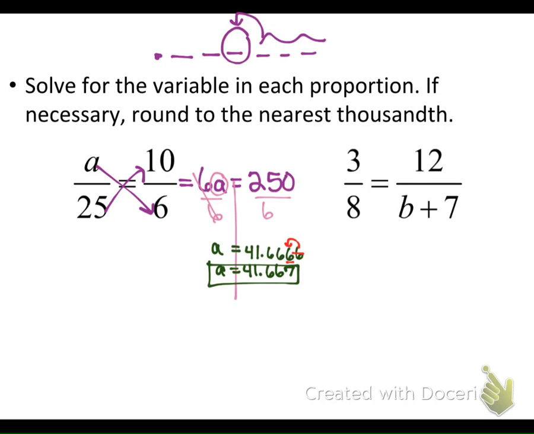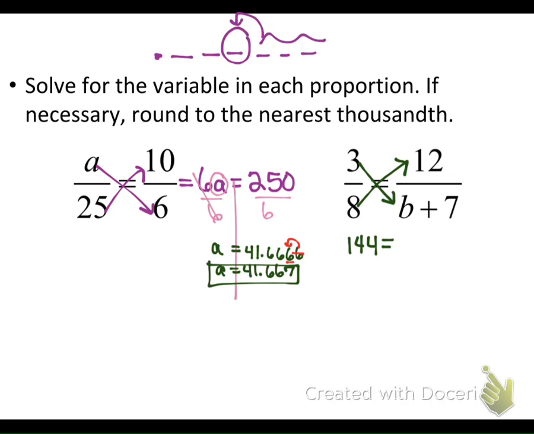The next one's my favorite. It's just a little bit more complicated, but you guys already have all the tools that you need in order to solve it. So we're going to follow the same steps. We're going to cross multiply. You want to do 12 times 8 first? Okay, what do you get when you take 12 times 8? 144. I'm going to put it right underneath so I have enough room.